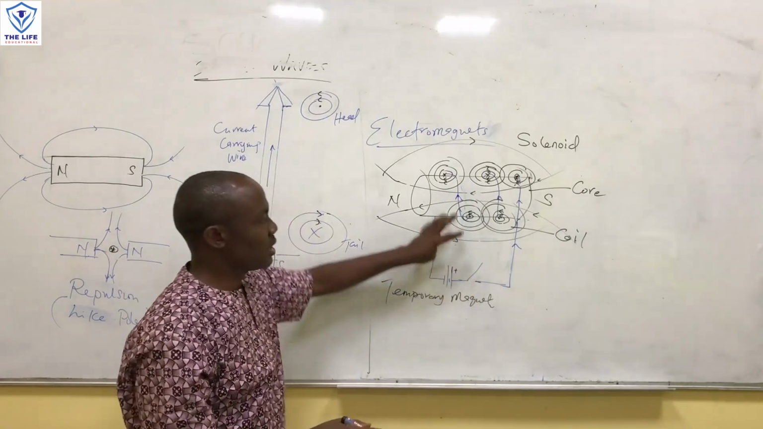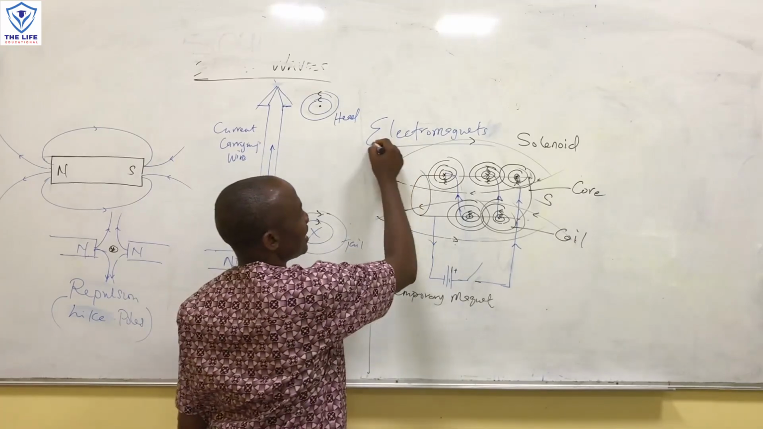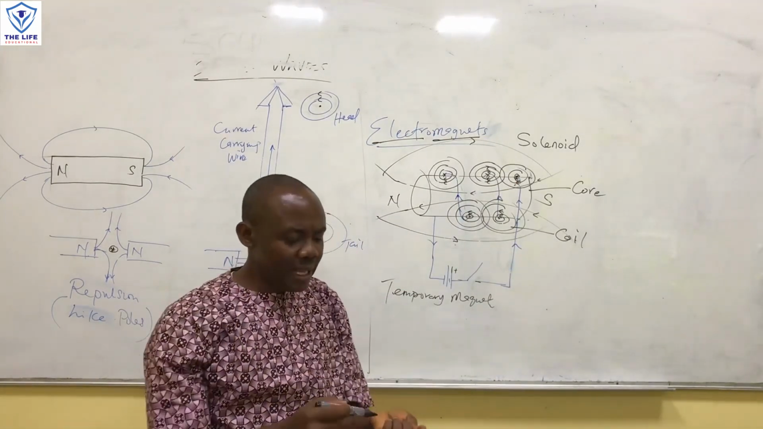All right. So this is what we call an electromagnet, meaning that we use electricity to produce a magnet. Okay, very important.